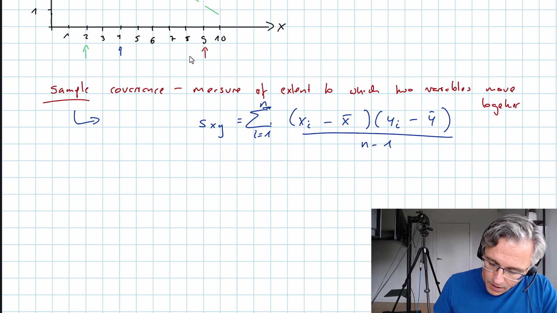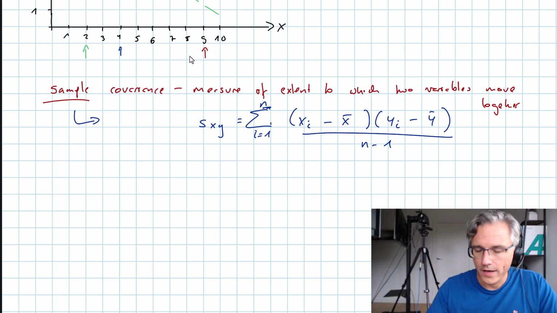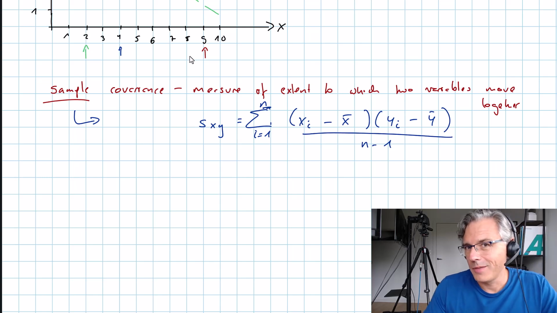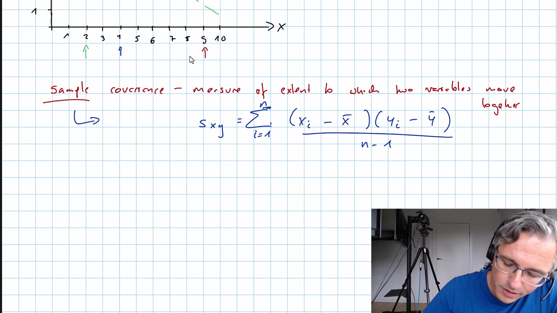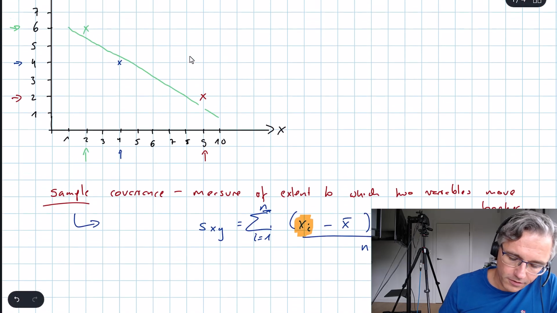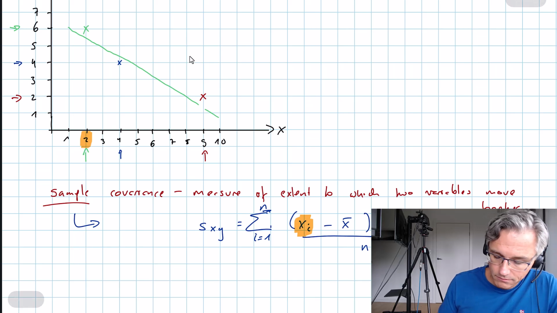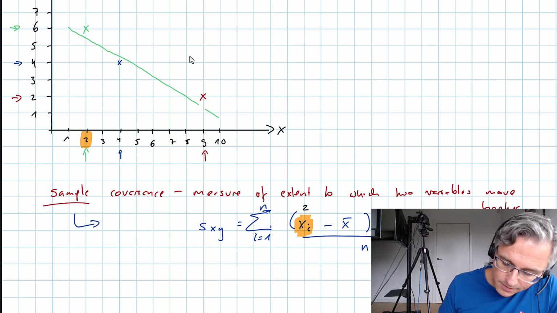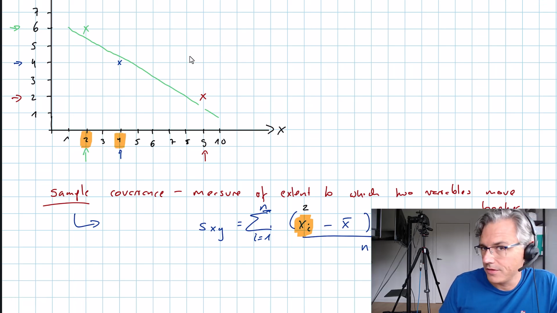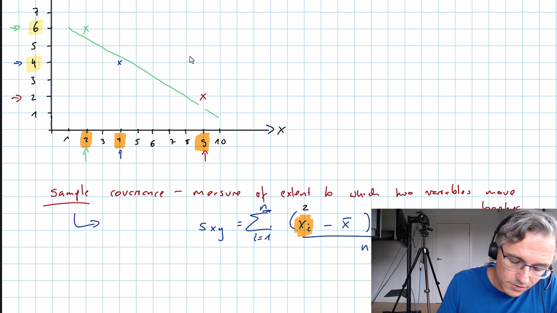In the top of the fraction, in the numerator, I've got two brackets which look very similar, except that one uses x's and one uses y's. xi is a specific value taken by x. For example, over here, x took on a value of 2, so 2 is one of the xi's. 4 is another value taken on by x, 9 is another. The same goes for the y's: the first y value was 6, then a 4, then a 2.